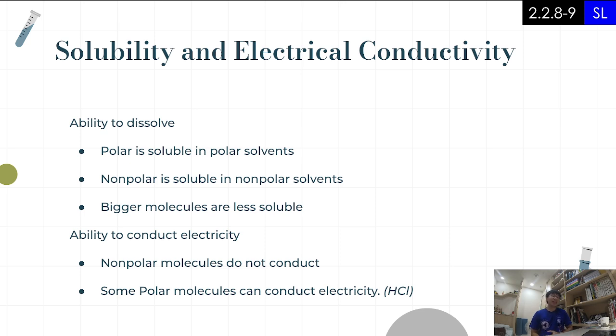And the ability to conduct electricity. Electricity is conducted when there are ions, right? But we know that it's not ionic bonds, it's covalent bonds. So nonpolar bonds don't conduct electricity. But some special polar molecules, such as HCl, a really strong acid, conduct electricity well when you add it to water, because it's able to ionize in that situation.